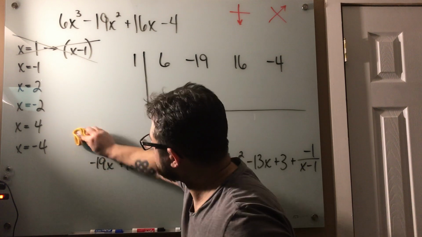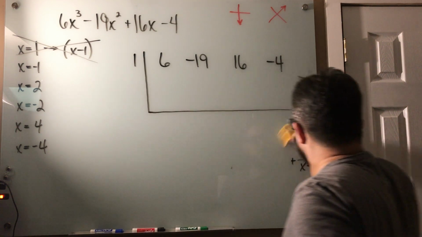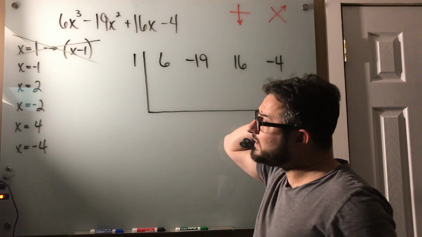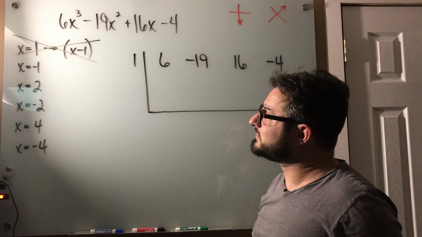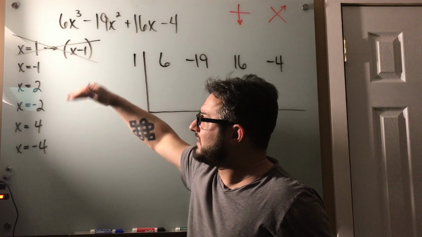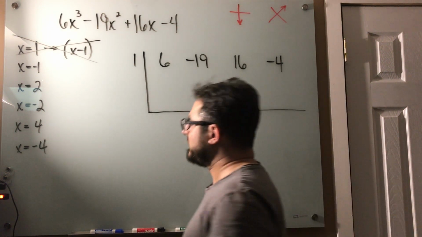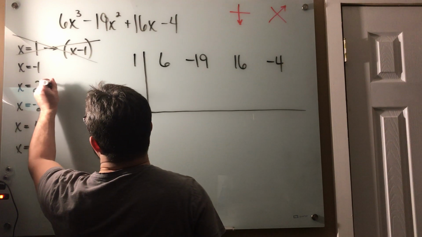I'm going to skip ahead then. You can do these in any order you want. It doesn't really matter. It kind of makes sense to go in order because you don't know which one might work and which one might not. But I'm going to skip us ahead to x equals 2.